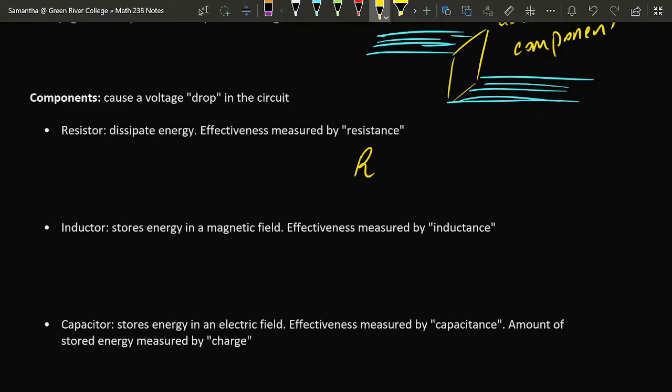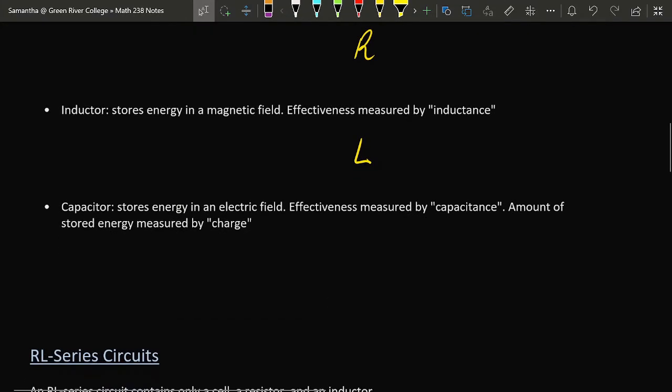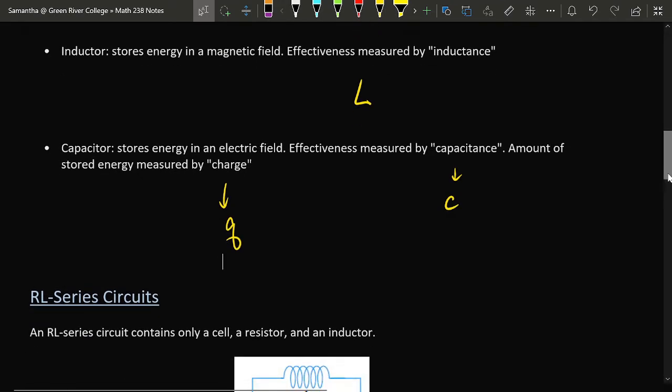The ability of an inductor to store energy in a magnetic field is measured by a quantity called inductance, and that's often called L. And the capacity of a capacitor to store energy in its electric field is measured by a quantity called capacitance. Roughly speaking, the amount of stored energy is called charge. We usually call capacitance C, is how I usually see this denoted, and charge, roughly speaking, by either a lowercase or uppercase q.